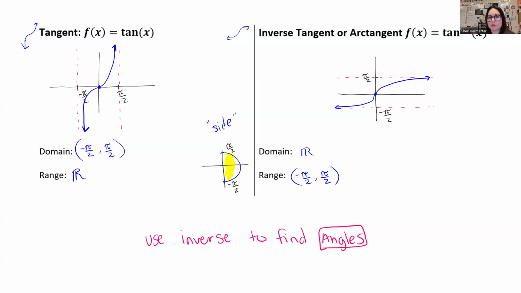What do we use inverse for? Angles. And again, the output when you're doing inverse is to find angles. So the more times we write this, the more that we'll have it in our brains and we'll connect those two things. Inverse finds angles when you're talking about trig functions. We use inverse to find angles. Inverse finds angles.